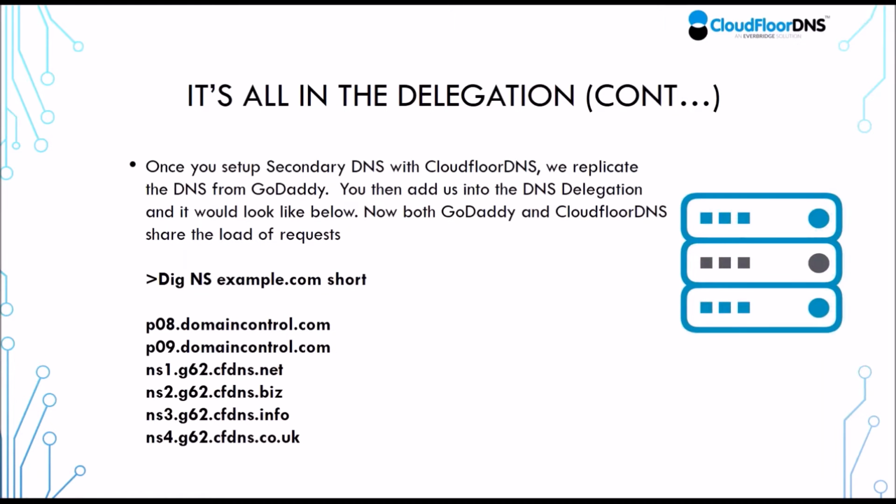So here's a delegation with secondary DNS. So now when I do a dig on example.com, I've delegated not only to domain control or GoDaddy, but I've also delegated to some of the Anycast network on CloudfloorDNS. So now you can see PO8 and PO9 from the domain control servers are in the network, and now you also see 4 CloudfloorDNS servers also split across multiple TLDs for additional redundancy.